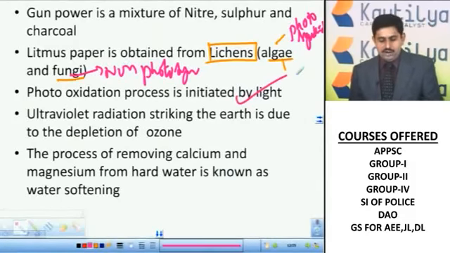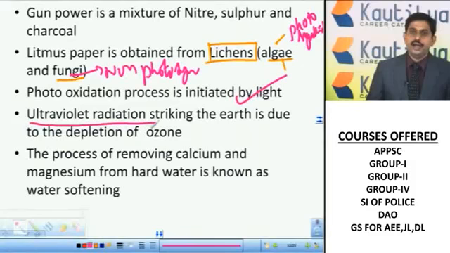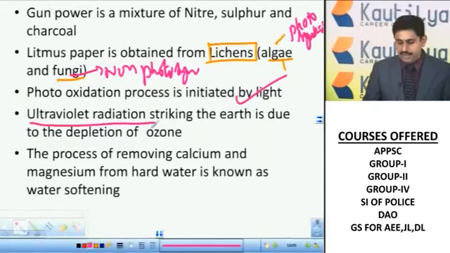Okay, next one. Ultraviolet radiation striking the earth is due to the depletion of the ozone layer. We know that we are protected from UV radiation because of the presence of the ozone layer. If there is a depletion in the ozone layer, then UV radiation will pass directly to the earth. When this UV radiation is exposed to human beings, cancer may be caused immediately, or it may show up in later ages. That is very dangerous. Ultraviolet radiation is very dangerous.